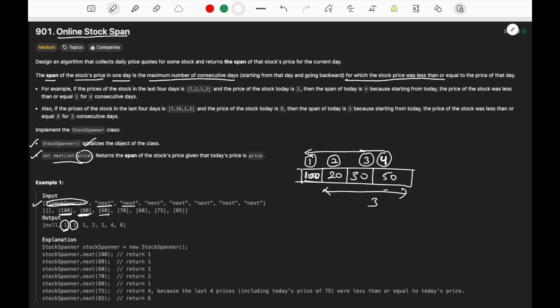Similarly, for 60, the span will be 1. For 70, the span is 2. How? If we see these two values, 60 and 70, they are smaller than or equal to 70. So that's why we have span 2. Then we check for value 75. We can say that four values are there such that they are smaller than or equal to 75. So this is how we have to calculate the span. So let's look at the algorithm, how to solve this in linear complexity.